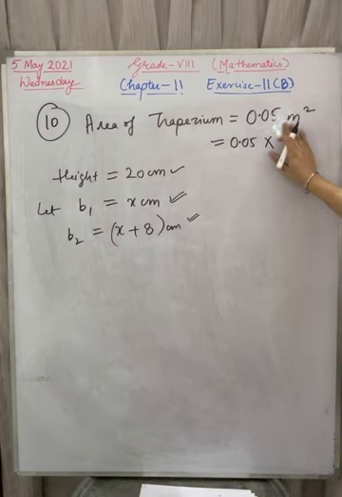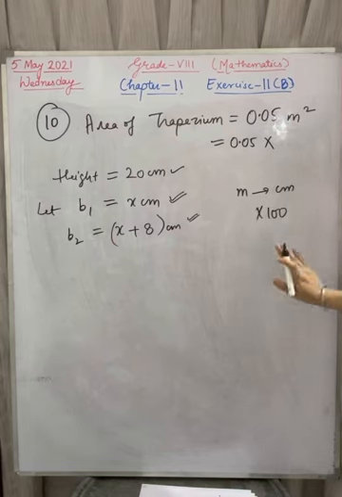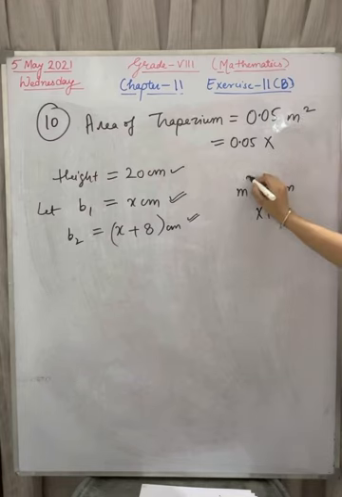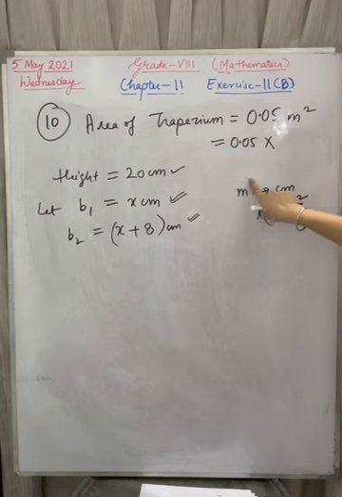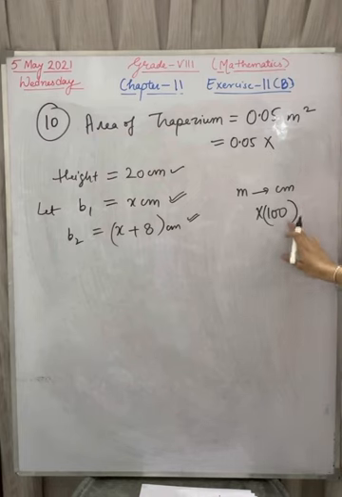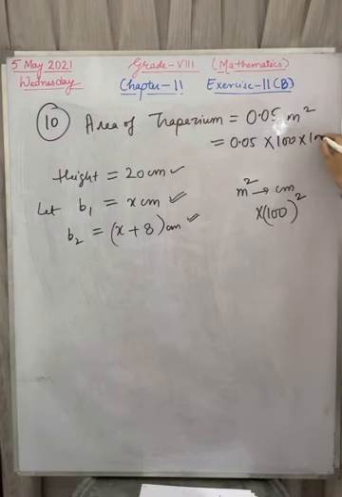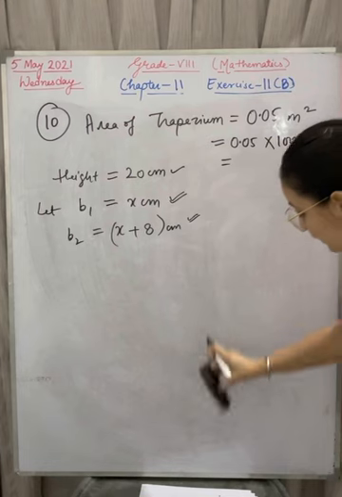See, if you have to convert meter into centimeter, you have to multiply with 100. If you have to convert meter square into centimeter square, you have to multiply with 100 square. Got the concept? Meter to centimeter, only multiply with 100. Meter square to centimeter square, multiply with 100 square. 100 square is 100 into 100.